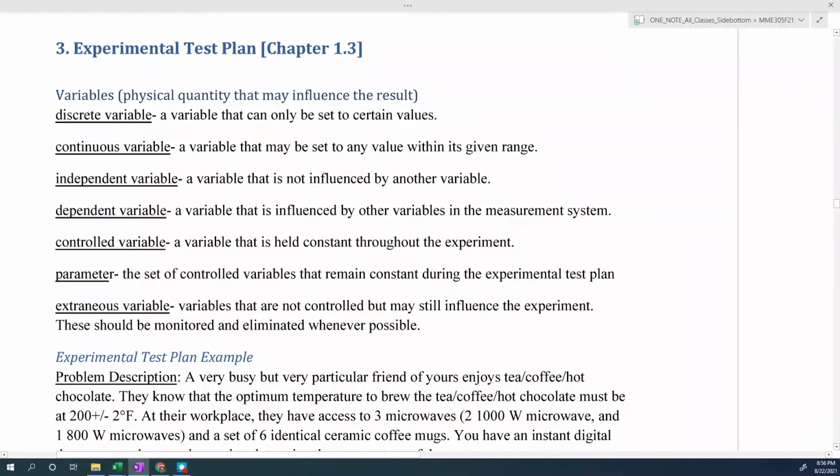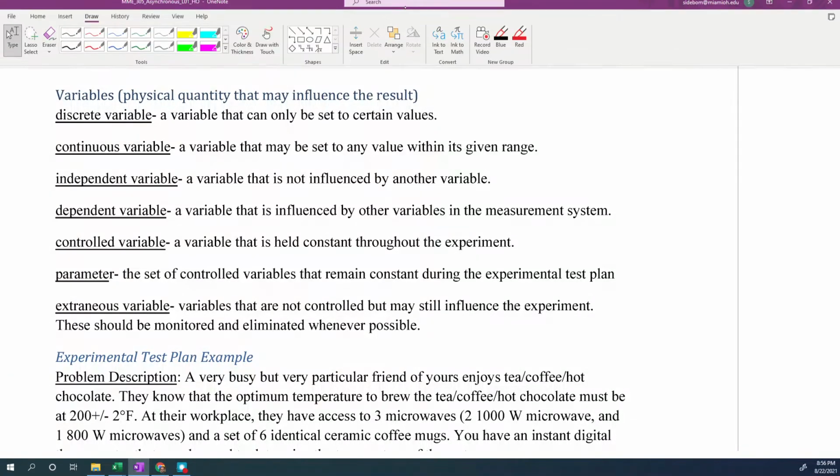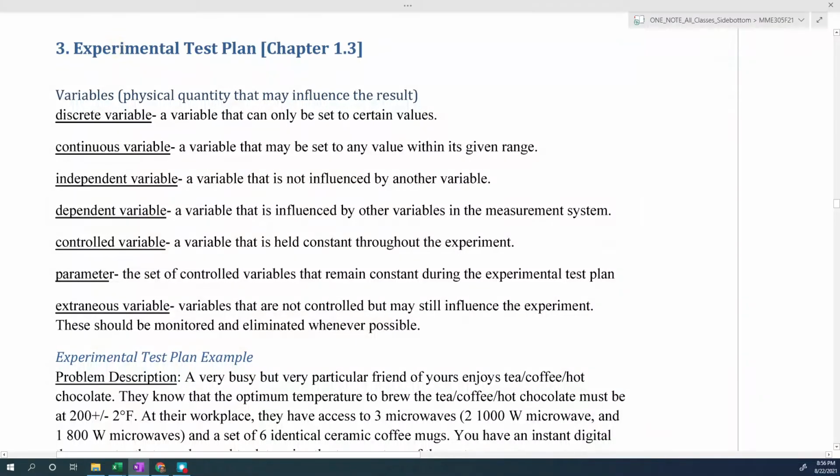When we're coming up with an experimental plan to try to measure something, we have to identify a few different things before we start our test. The first thing we want to do is look into what type of variables may affect the outcome of our experiment. Some examples of these different types of variables are shown below.